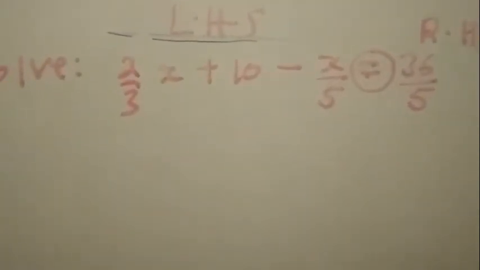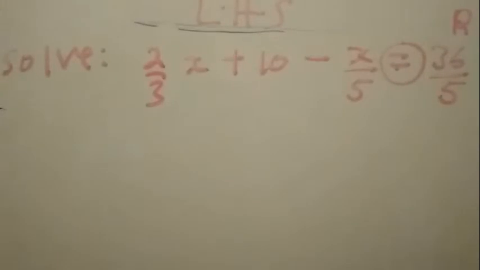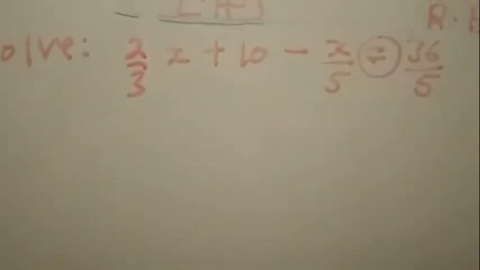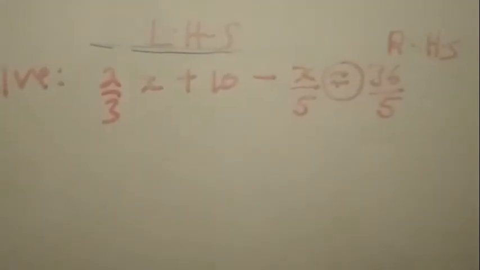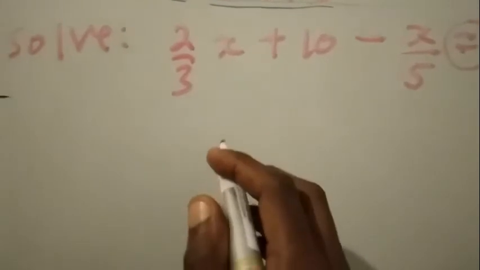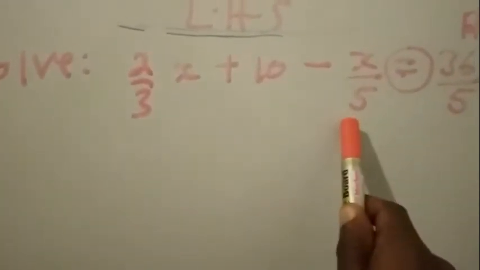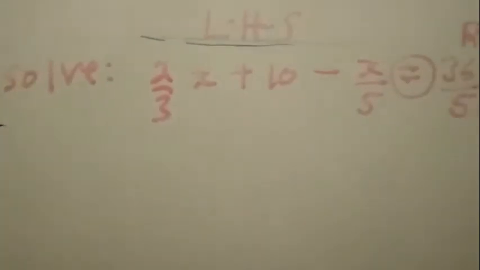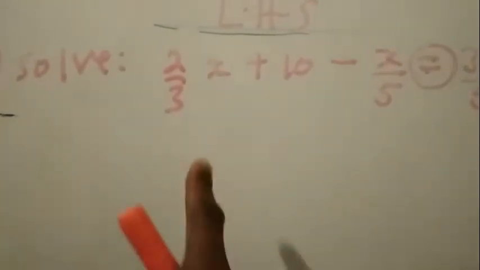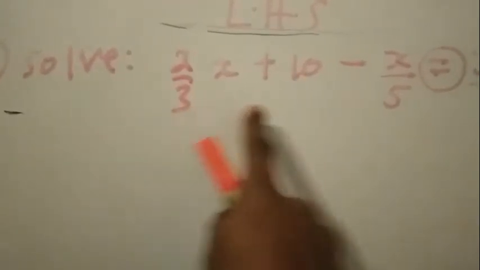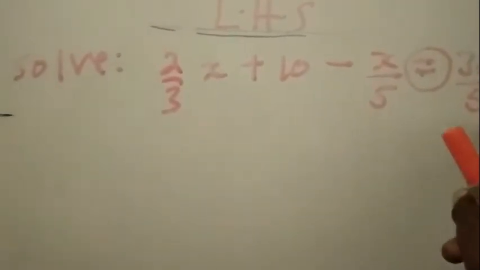So like I showed you in the earlier example, what you need to do is get rid of the denominators and change the equation from fractions into whole numbers. Okay, that's what it's supposed to do. So what I'm going to do is find the lowest common denominator, but I know that 3 and 5 can go into 15. So I'll multiply both sides of this equation by 15.